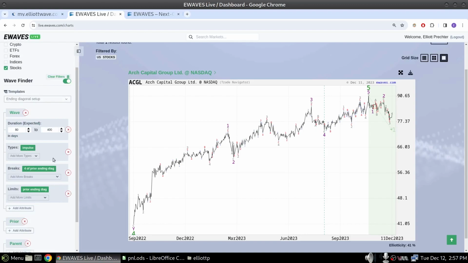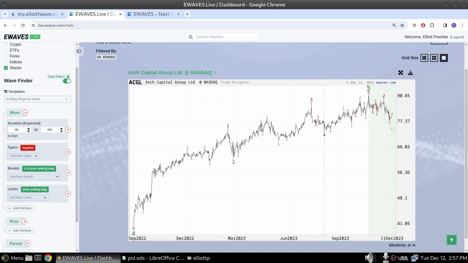So the wave that we're looking for in this ending diagonal setup is a wave that has an expected duration between 80 and 400 days. Now, this is important because you don't want a wave that's too small. That wouldn't be very useful. You probably also don't want a wave that's too large, depending on the time horizon you're interested in.